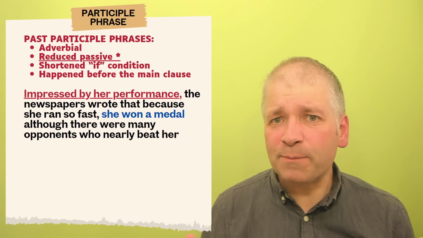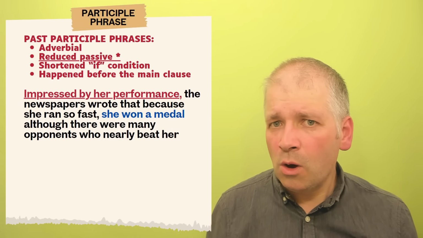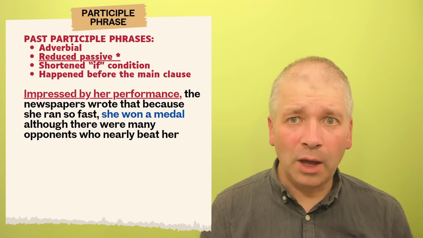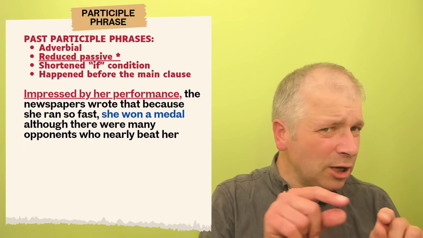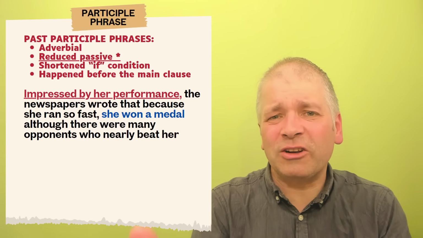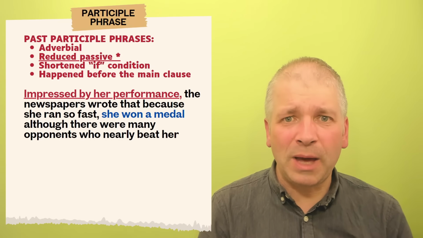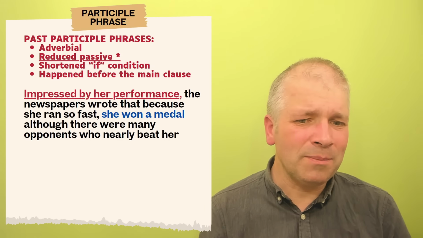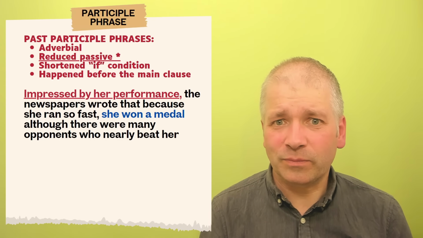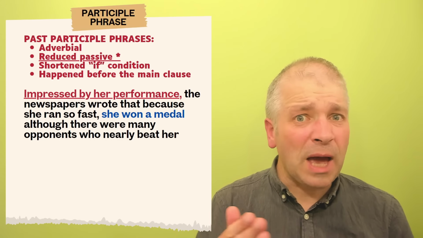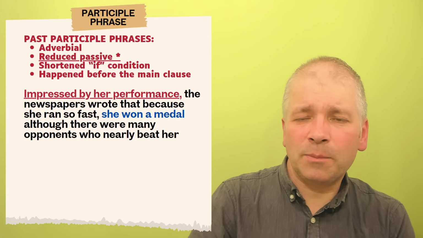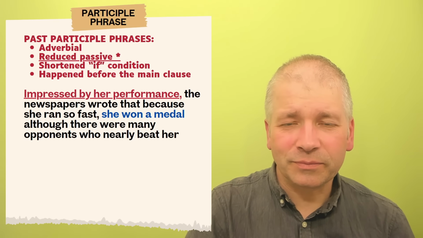So they were impressed by her performance. So what did they do as a result? The newspapers wrote about it. So who do we mean? Who was impressed by her performance? Well, it's referring to the subject of the next clause, the newspapers. So literally what we mean is the newspapers were impressed. Therefore, the newspapers wrote about it. But we can reduce the passive here to make it a participle phrase.